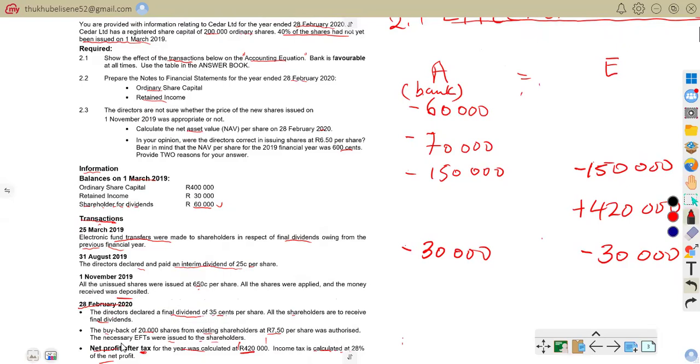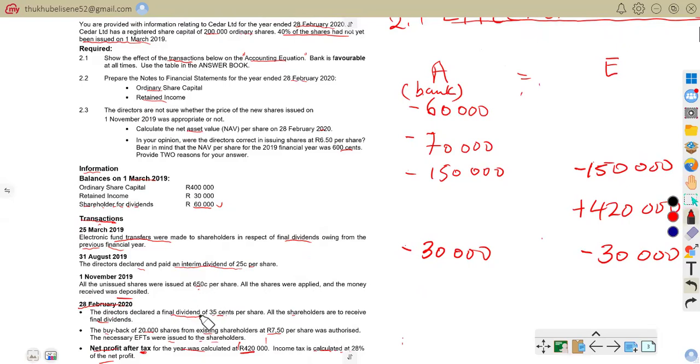So like we are saying, it's 650 cents. So it means we are going to say 650 divided by 100. So when we are calculating the cents, we are just going to say 650 cents divided by 100. So it means the amount per share is 6 rand 50.